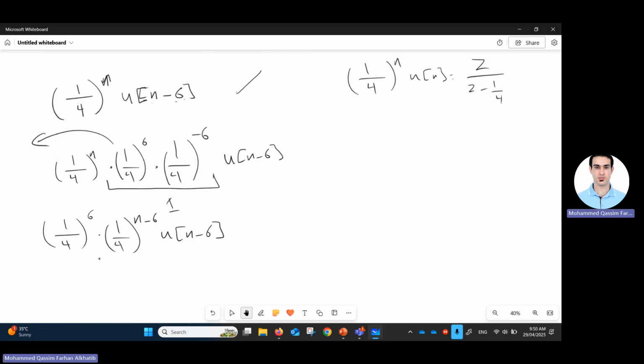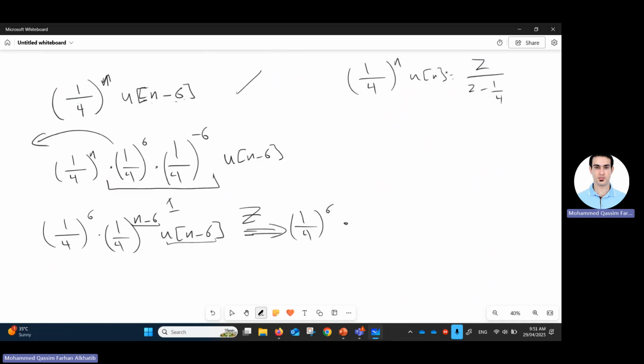Do you get what I just did? I just multiplied by 1, but in a different form, and took one term outside of the multiplication. Then I will have n minus 6. Now my shift here and there, they are the same and scaled. So in this case, by doing the z transform, I will have 1 over 4 to the power 6 times 1 over 4 to the n minus 6, u of n minus 6.